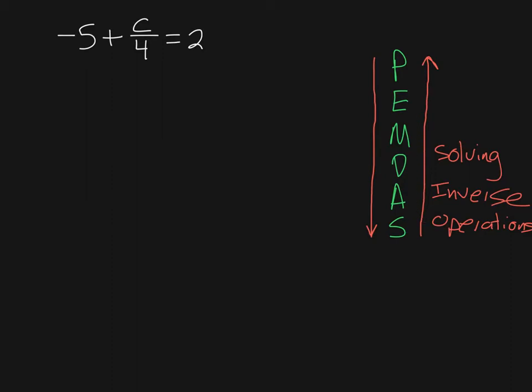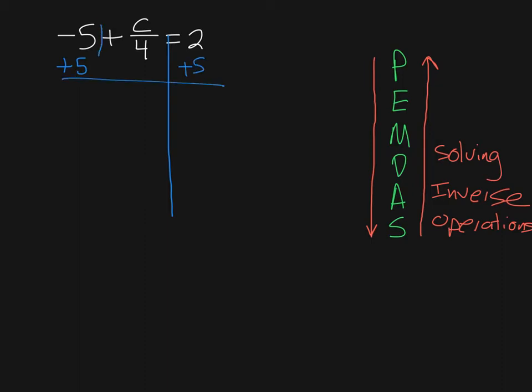equation. In this case, negative 5 plus c divided by 4 equals 2. Once again, we have two operations: addition and division. So once again, we're going to want to undo the addition first. Now in this case, the addition is of a negative number. Plus negative 5. We have negative 5 plus c divided by 4. So we've got to think, how am I going to cancel that negative 5? I'm going to have to add 5 to both sides.